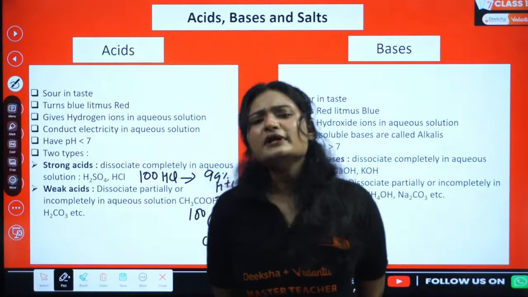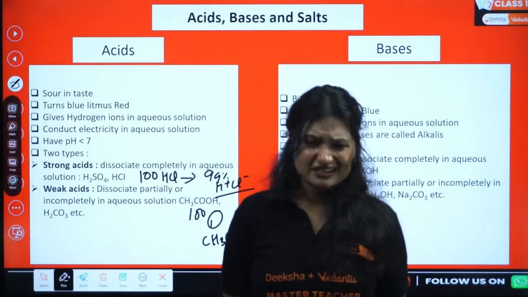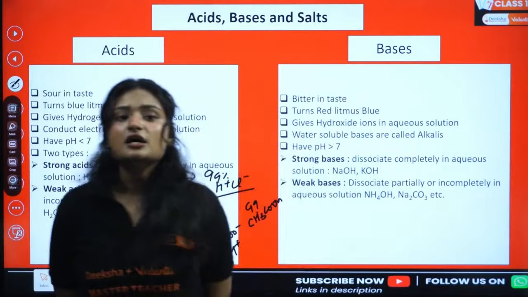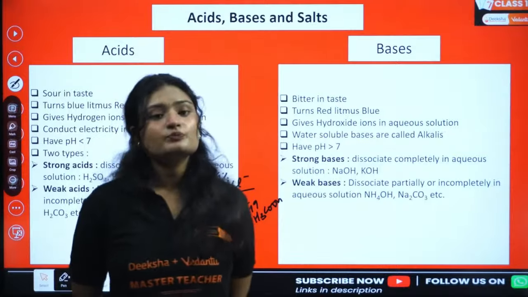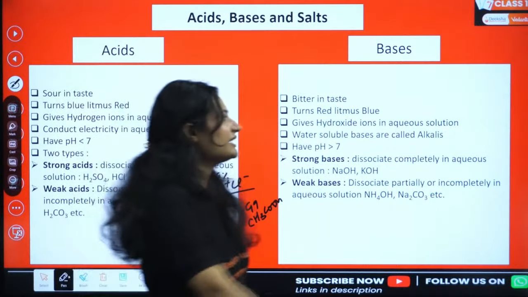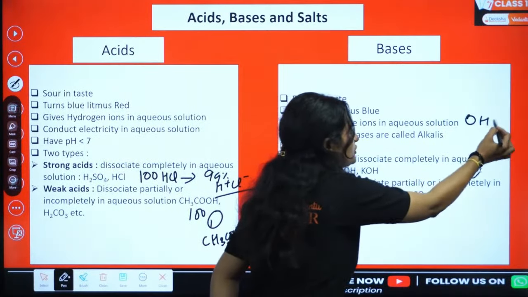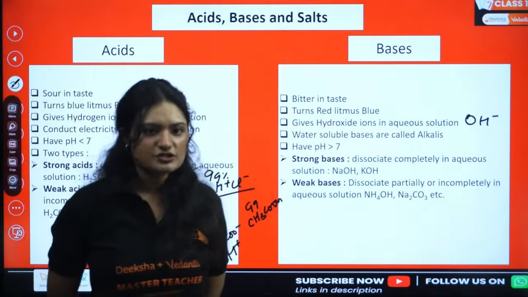Okay, now what about bases? Bases taste bitter, right? They turn red litmus blue. They give hydroxide ions. What are hydroxide ions? OH negative ions when dissolved in aqueous solution.